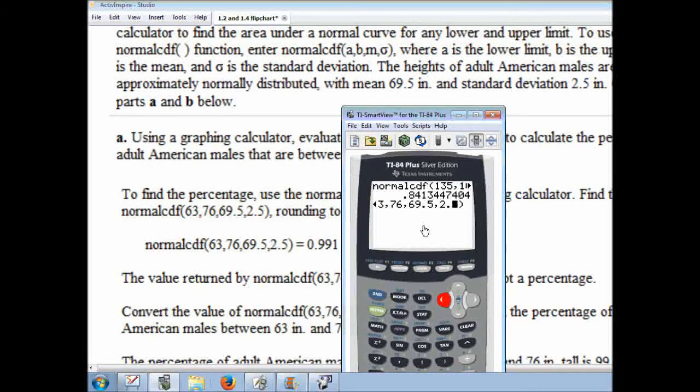Oh, by the way, I forgot to bring this up. If you don't have a TI-84 Plus with the new software, when you hit normal CDF, it's going to bring you to this screen here. And you have to type things in to the parenthesis. So the first number you type in here is your lower bound. The next number you type in is your upper bound, and then comma, then you have your mean, or average, and then the last number you type in is your standard deviation, and then you hit enter.